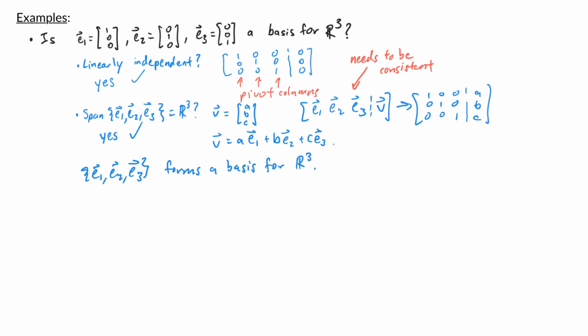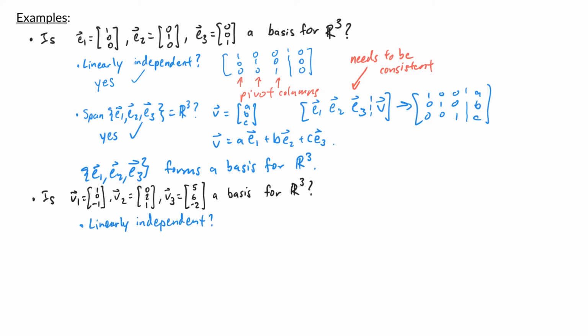Let's look at some more examples. So here we have the vectors v1 equals (1, 0, -1), v2 equals (0, 2, 1), and v3 equals (5, 6, -2). Is this set a basis for R3? Again, I want to check the two conditions. First, is it linearly independent?